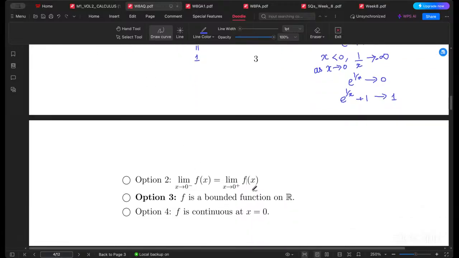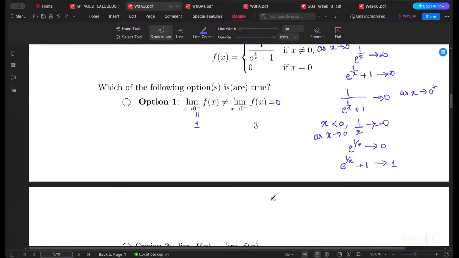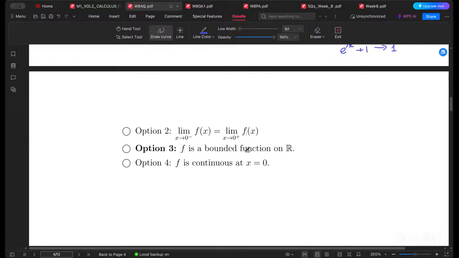So option 2 is obviously incorrect. Option 3: now we have to look at whether f is a bounded function or not. To check whether it is bounded, we have already done most of the work. We saw that when x is greater than 0, e power 1 by x is going to infinity, so f of x is going to 0. And when x is less than 0, e power 1 by x goes to 0, so f of x is going to 1.